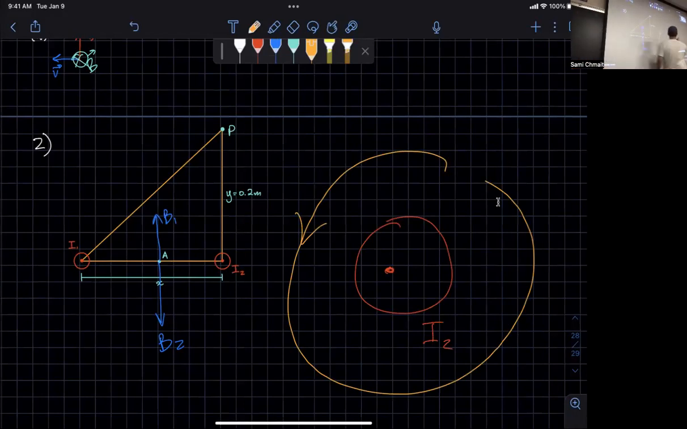Okay, so you put your thumb out like this. Your fingers curl this way. So that means this one's always going counterclockwise, right? Always going counterclockwise.